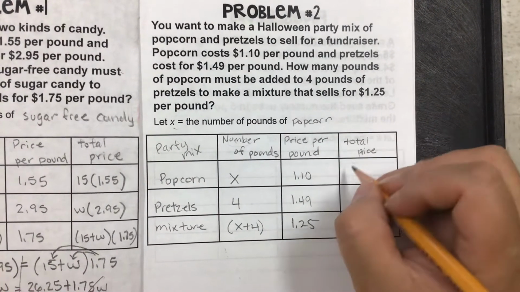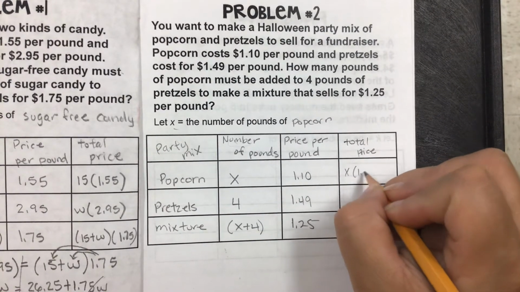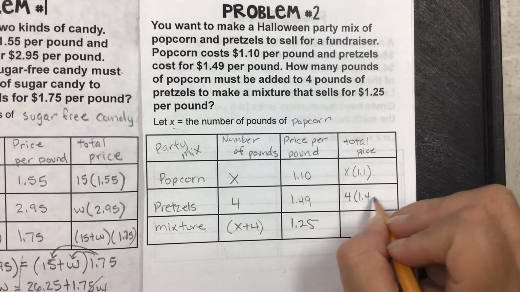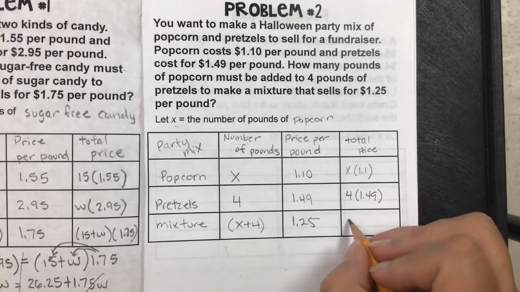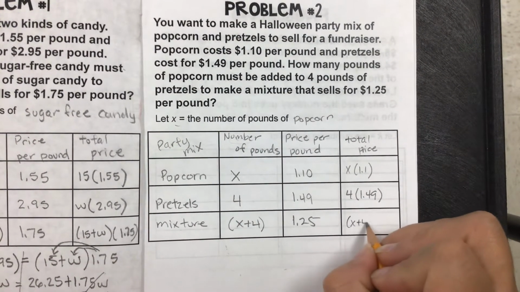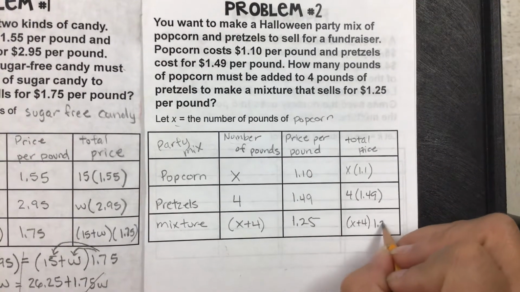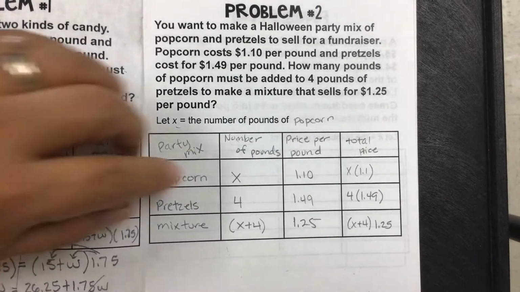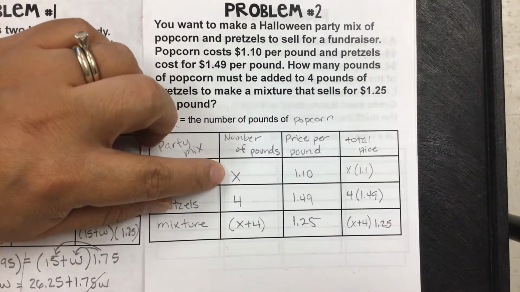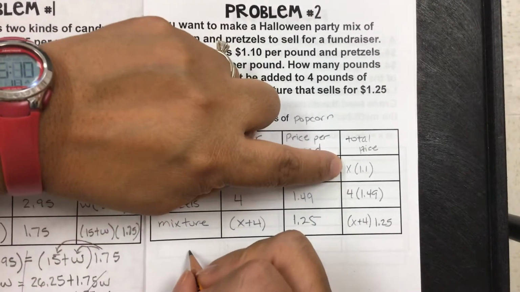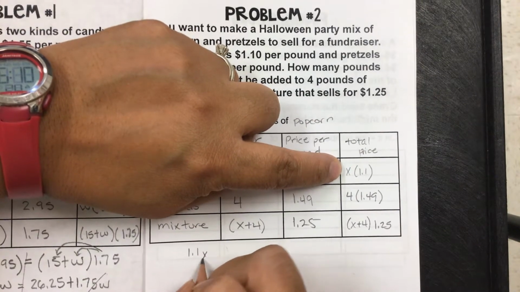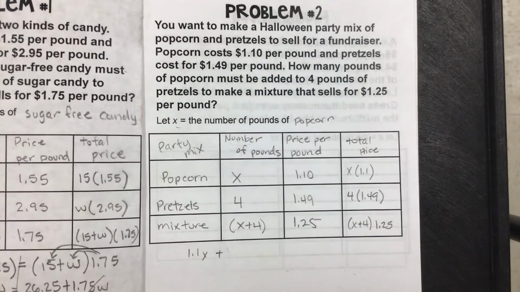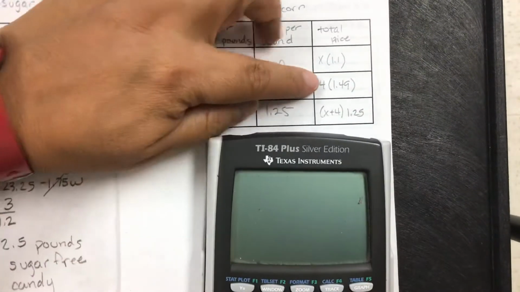We gotta multiply these things. X times 1.10, 4 times 1.49, and X plus 4 times 1.25. That means our equation is going to be set up as 1.1x, that means the same thing, plus, and I'm going to go ahead and multiply these out.